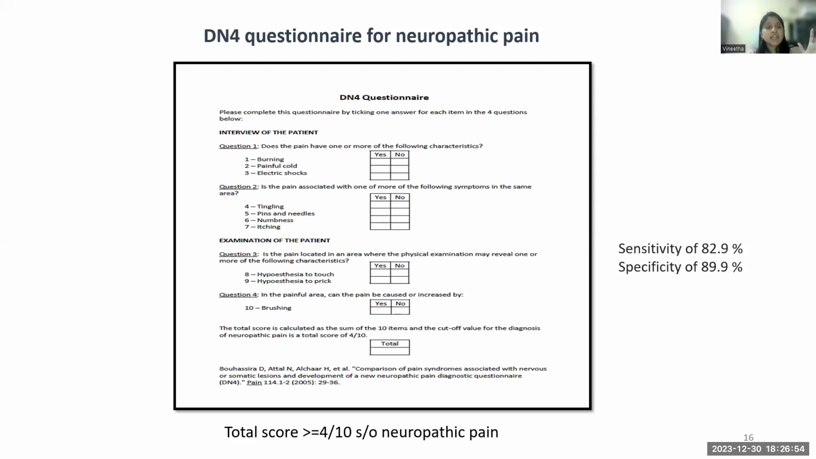Rather than just going up the analgesic ladder, where the patient was on tramadol and I'll just go to morphine, not like that. We can decide what is the nature of pain, what is the type of pain, and we can add adjuvants accordingly. So you should use this DN4 questionnaire in your clinical practice.